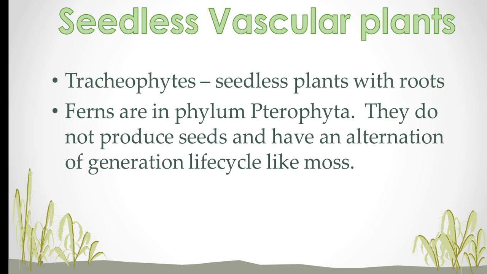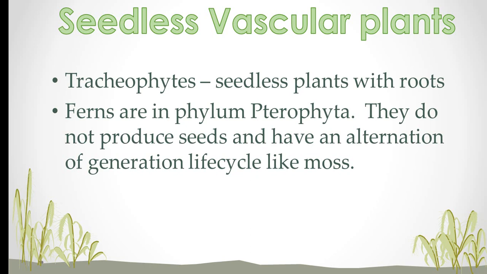All right, now we're moving to our seedless vascular plants. This is where we're going to see, once again, alternation of generations in this particular group. These are the tracheophytes. They're seedless plants with roots. We have one in particular that you should know, called a fern. They're in the phylum Pterophyta. They don't produce seeds, so they're seedless. They do have vascular tissue, so they have xylem and phloem and can get large, but they don't make any seeds. So how in the world do they reproduce?